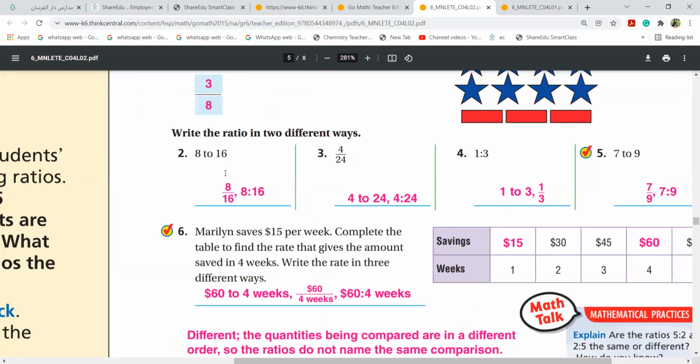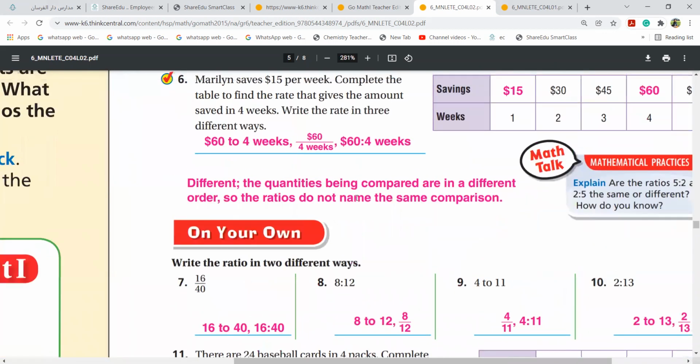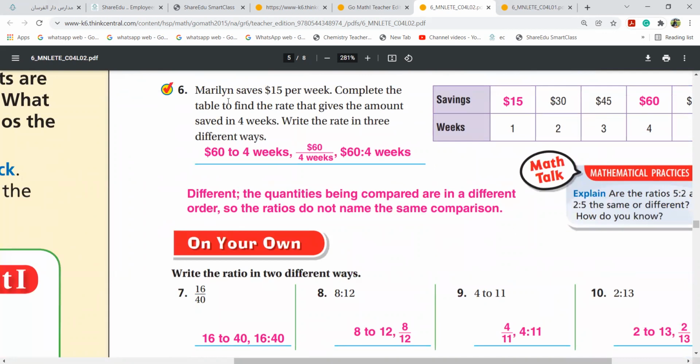8 to 16 is 8/16, not 16/8. Like if I give this question: Marlene saves $15 per week. Complete the table to find the rates that give the amount saved in 4 weeks. Okay, and I give this table.